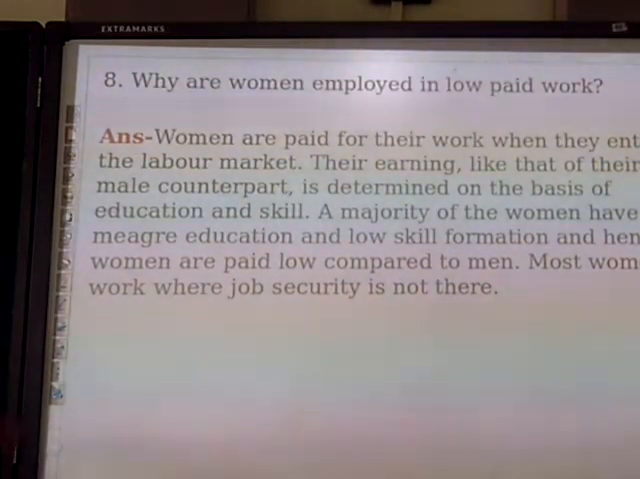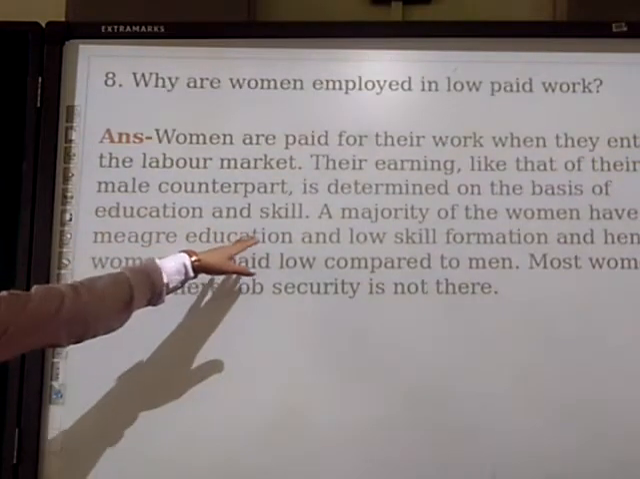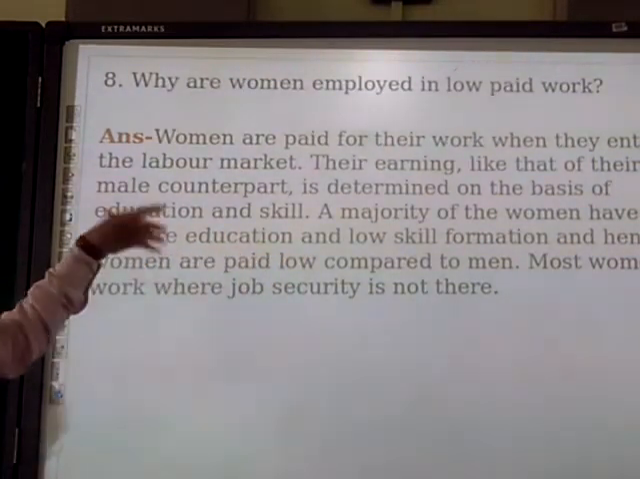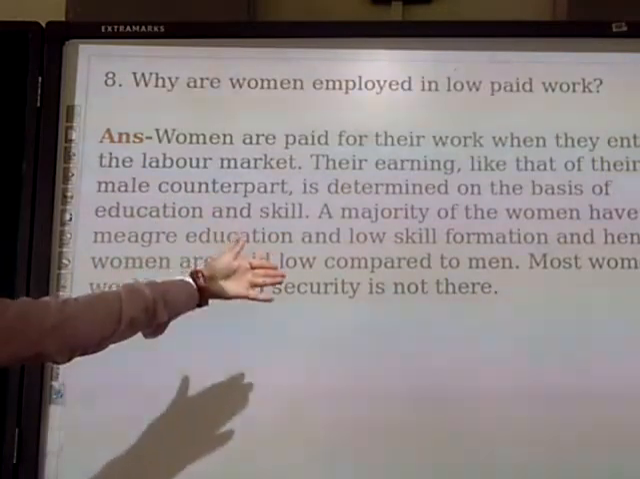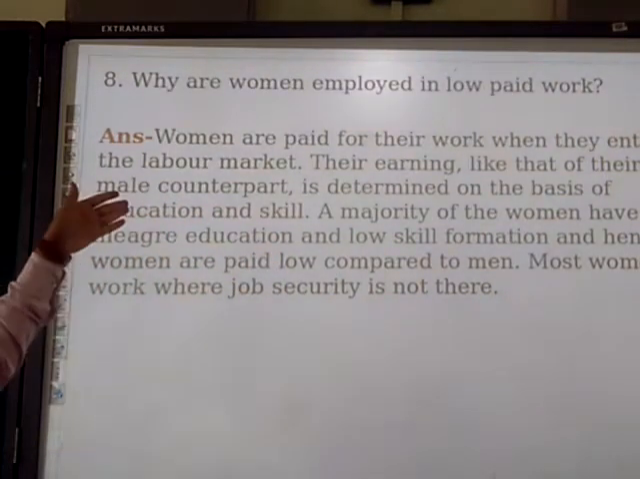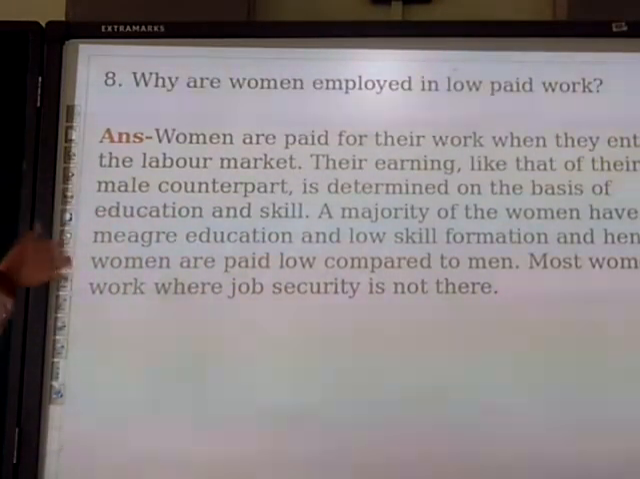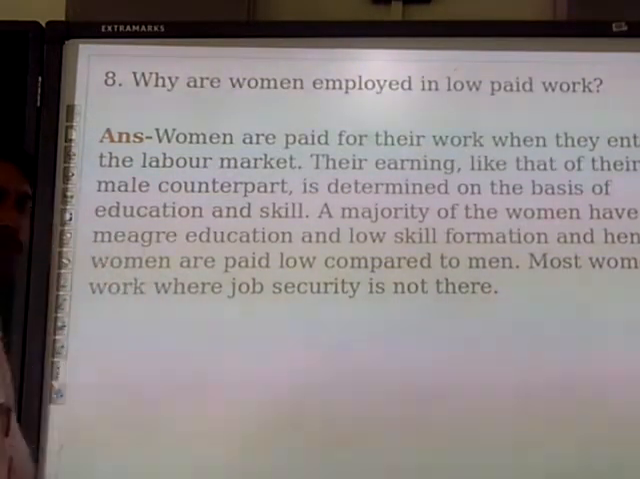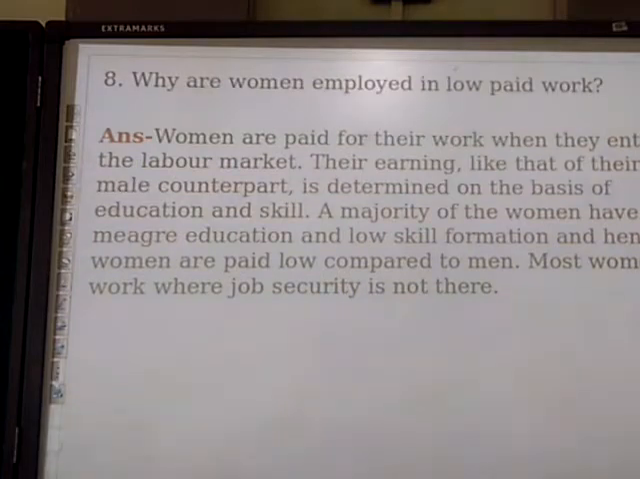Male part is determined on the basis of education and skill. A majority of women do not have education and have low skill formation, hence they are low paid compared to men. Most women work where job security is not there. Okay? These are all textual language taken from the textbook.